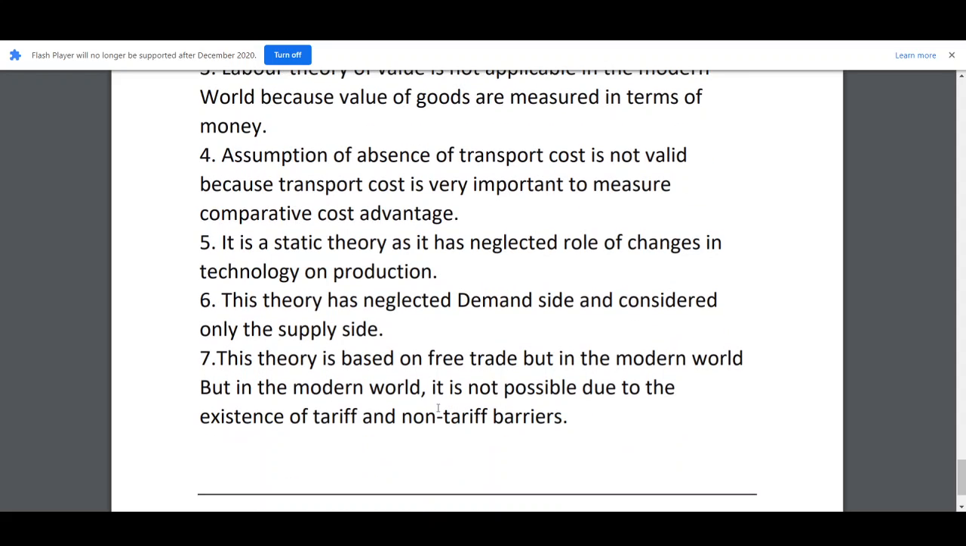Now the last, seventh criticism. This theory is based on free trade. But in the modern world, free trade is not possible because there are so many tariff and non-tariff barriers to control trade. So free trade is also not real according to the critics. So there are seven criticisms of the comparative cost theory of international trade, which is given by the classical economist David Ricardo. Okay, thank you, students.